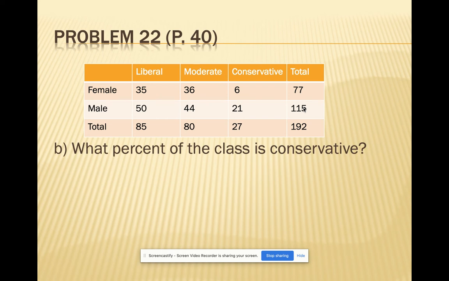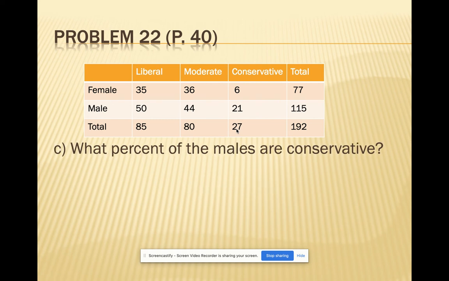What percent of the class is conservative? Same concept. Our denominator is still going to be 192 because we're interested in the whole class, and we want to know what percent of that class is conservative. So the 27 is our numerator, and so we have 27 over 192 times 100% is 14.1%.